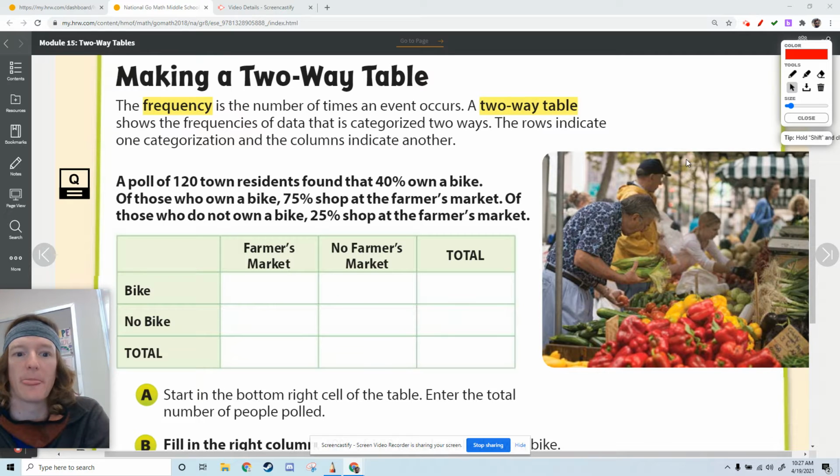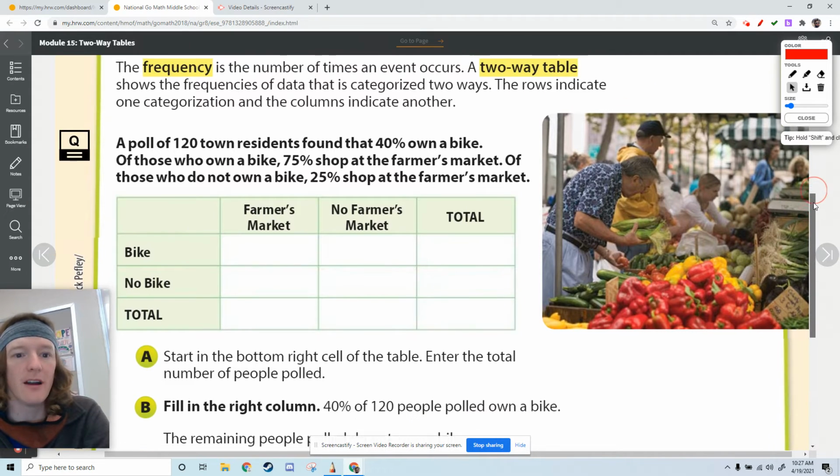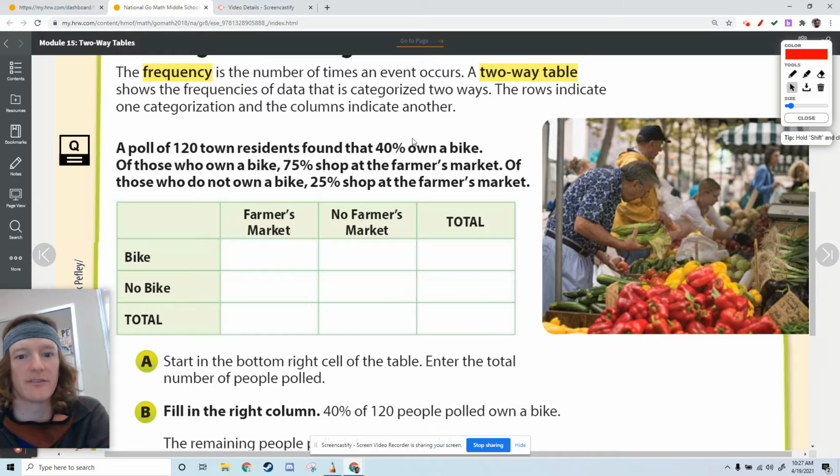So for example, a poll of 120 town residents found that 40% of 120 people own a bike. All right. Of those who own a bike, 75% shop at the farmer's market. Of those who do not own a bike, 25% shop at the farmer's market. So we've got to look at all this here and figure this out.